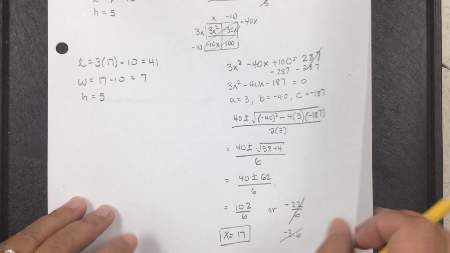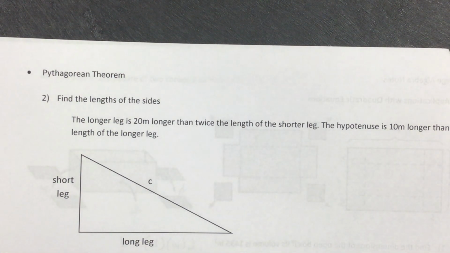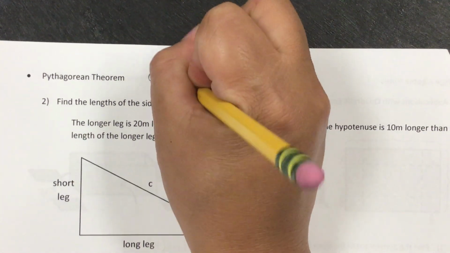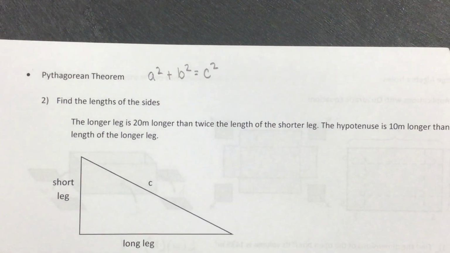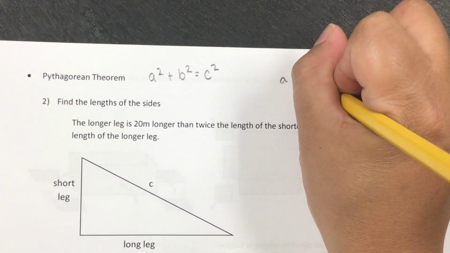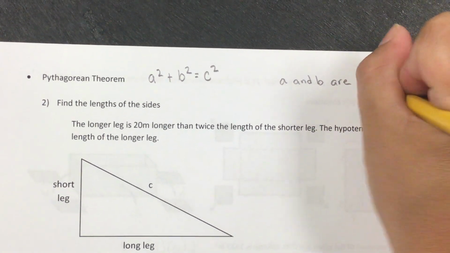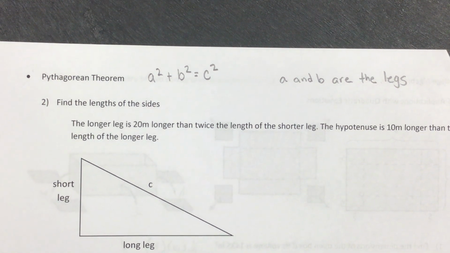Okay, on the next one. It says that we're going to use the Pythagorean Theorem. To remind you, the Pythagorean Theorem is a squared plus b squared is equal to c squared, where c was the hypotenuse and a and b are the legs. I'll remind you as well what all of that means.